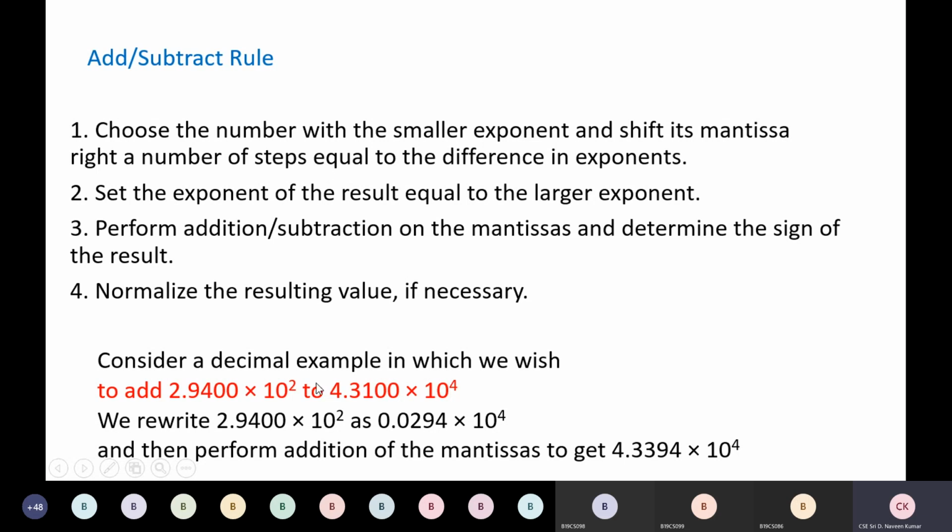How many steps will we move this mantissa towards the right? It's the difference of these two, 4 minus 2, which is 2. Okay, we are done. Now we can perform the addition and subtraction on mantissas. We have done the addition here on the mantissa part, and determine the sign of the result, so it is a positive sign. Next is normalize the resulting value if necessary, normalize the value as per the format like 1.m.